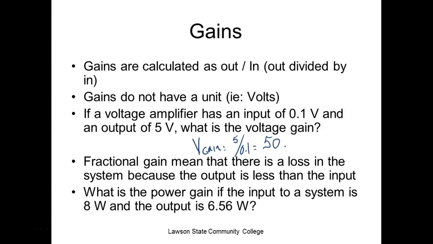Fractional gains mean there is a loss in the system because the output is less than the input. What would be the power gain if the input to a system was 8 watts and the output was 5.6 watts? In formulas, they use A to mean gain. So I'm going to say, what's my output? My output is 5.6. My input is 8. So what is my gain going to be?